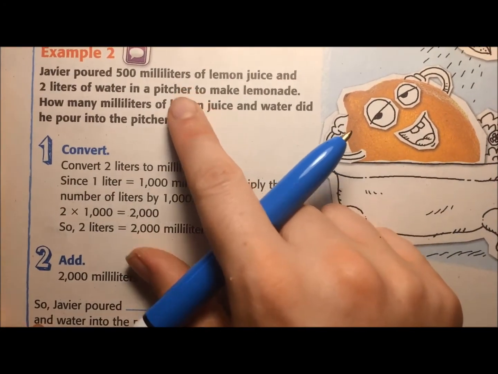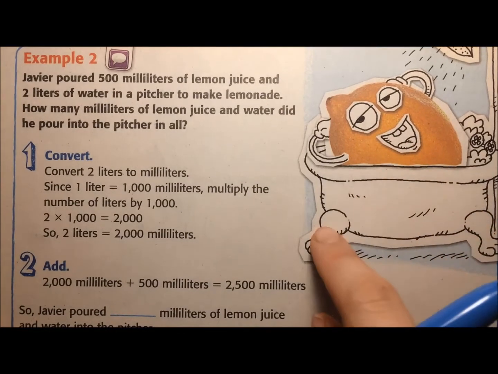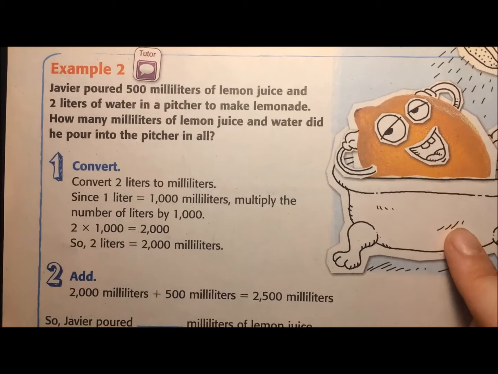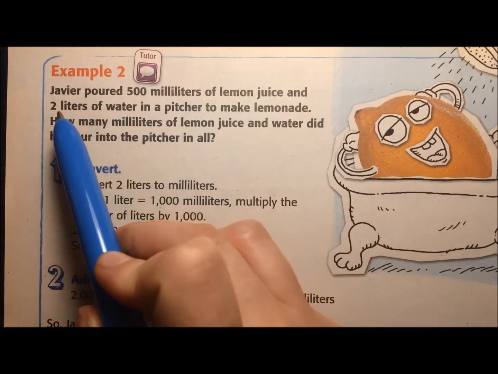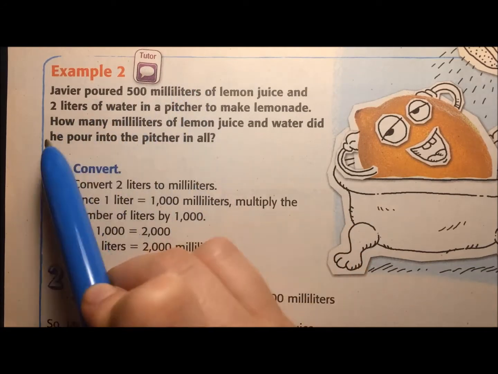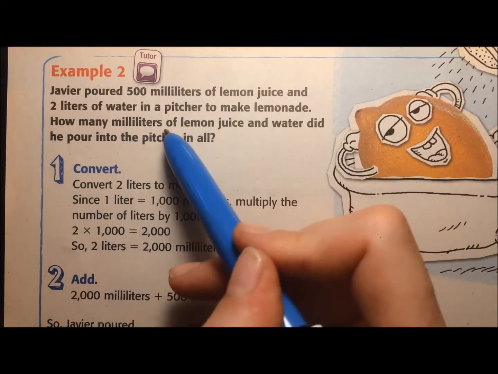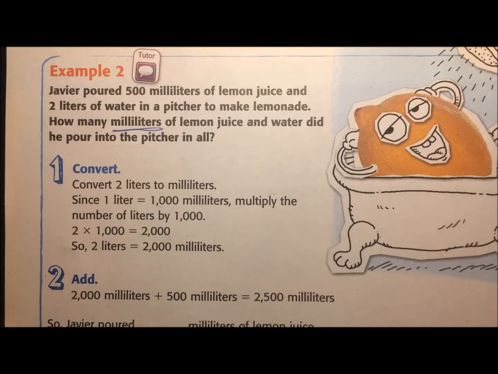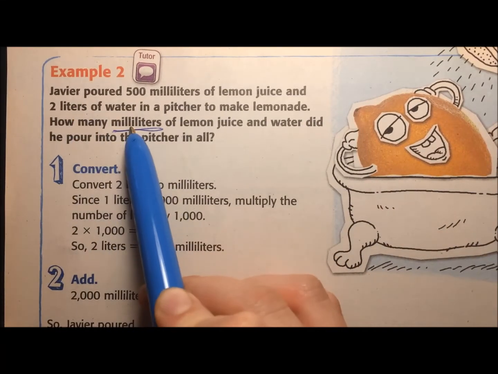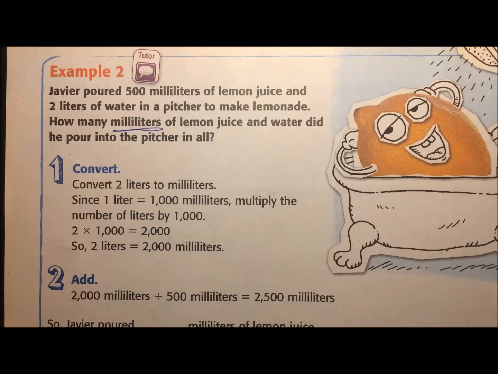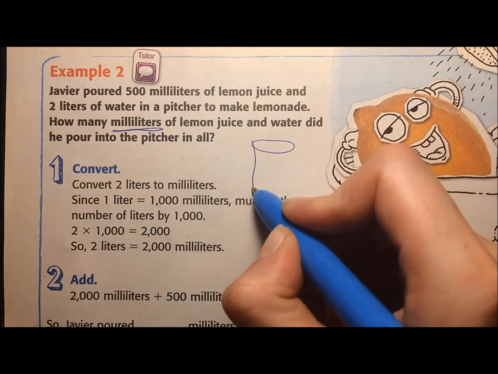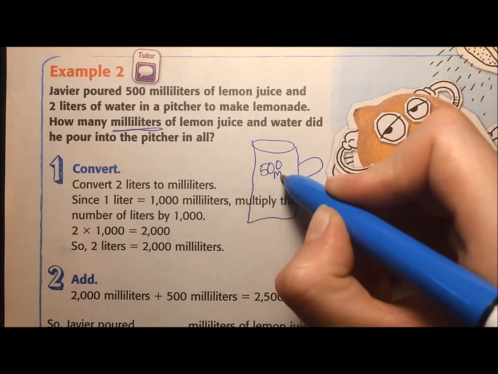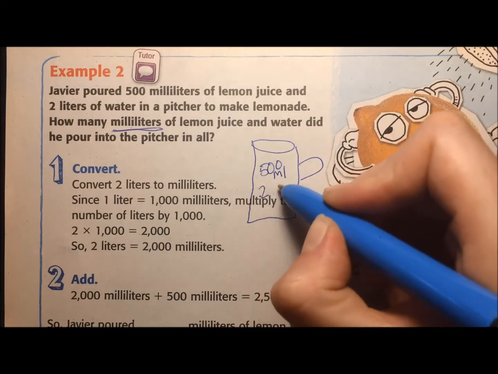Javier poured 500 milliliters of lemon juice and 2 liters of water in a pitcher to make lemonade. Okay, now right away I'm noticing, we have milliliters and liters. We don't have the same unit, so that might be a problem. How many milliliters of lemon juice and water did he pour? So we're going to have to convert, because 2 liters is not the same as milliliters. But let's just model it first. So he had a pitcher of lemonade. In it, he put in 500 milliliters, and he put in 2 liters.